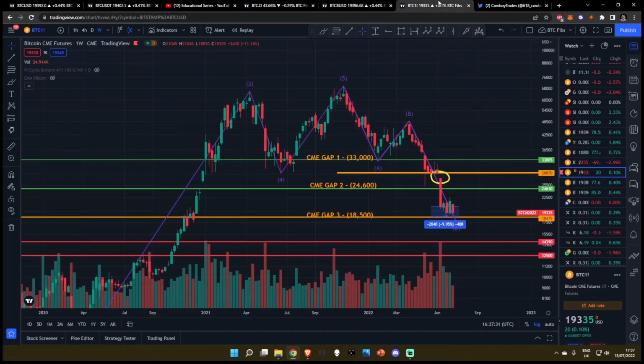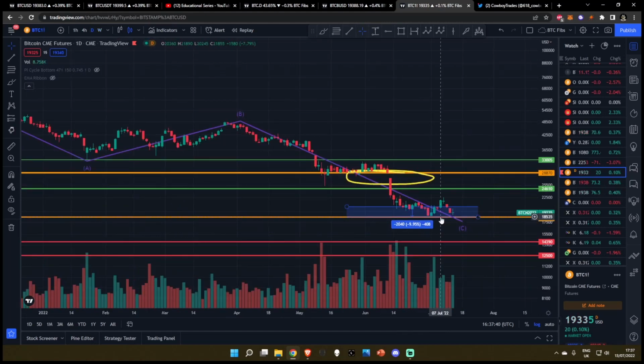So let's move on to my final chart. Plain and simple, where do I think Bitcoin's going to in the short term? 18,500. This is the next leg to the downside on the CME futures.